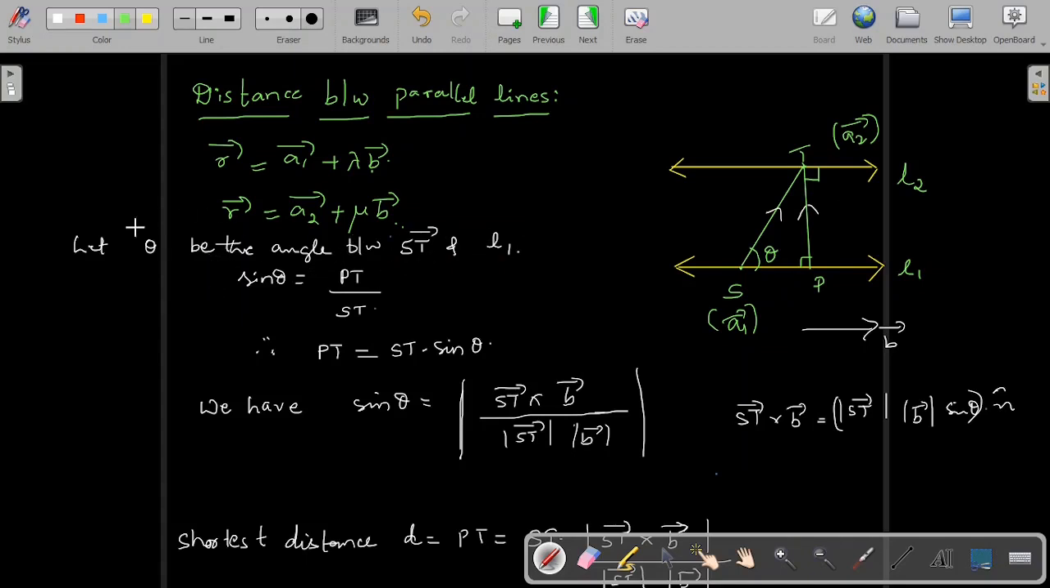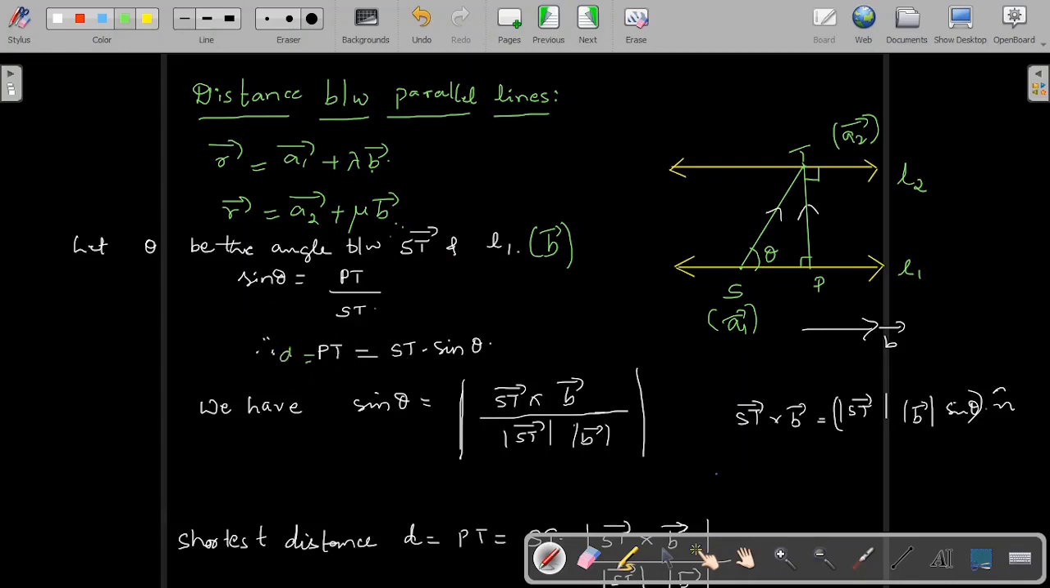Now take theta to be the angle between ST vector and line L1, which in turn gives you that theta is the angle between ST vector and B vector, because L1 is parallel to B vector. Now from this triangle SPT, I am going to find sine theta, because I want the magnitude of PT vector, and that PT comes in sine theta. Sine theta equals opposite by hypotenuse, which is PT by ST. So PT, which I want, is ST into sine theta.